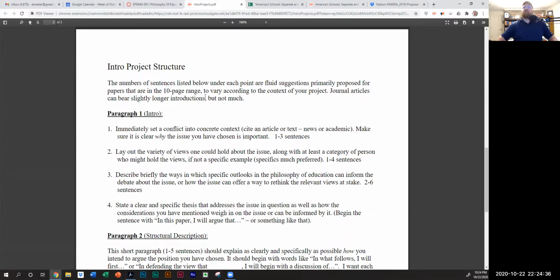Okay, so I even get down to the nitty gritty of how many sentences you should consider for certain things, right? My opening for an intro project, remember I said clarity and concision, get to the point right away in the first 1 to 3 sentences. The ideal is for the reader to know the issue, at least, that you're presenting, that you're going to be talking about. Immediately set a conflict into concrete context, right? So as much as you can be concrete about it, the better.